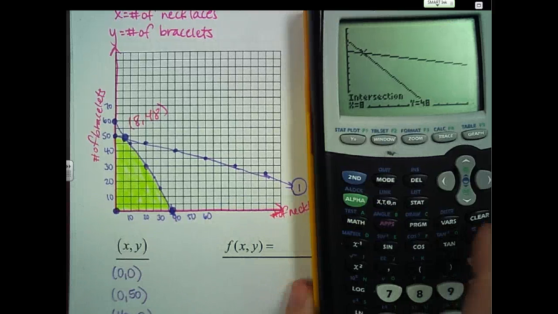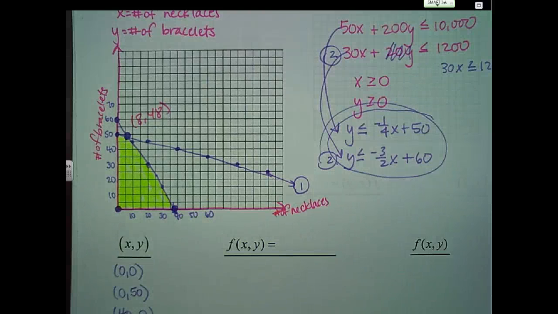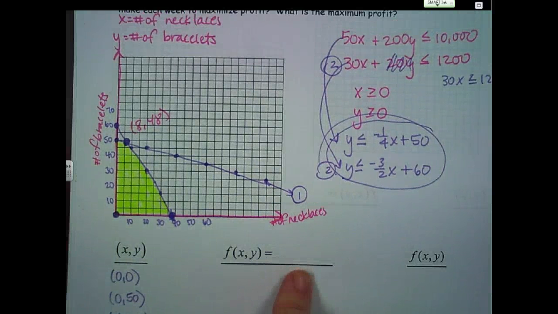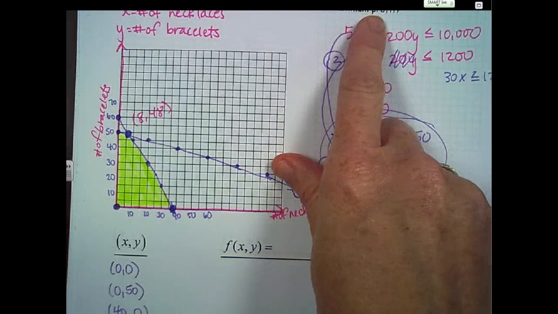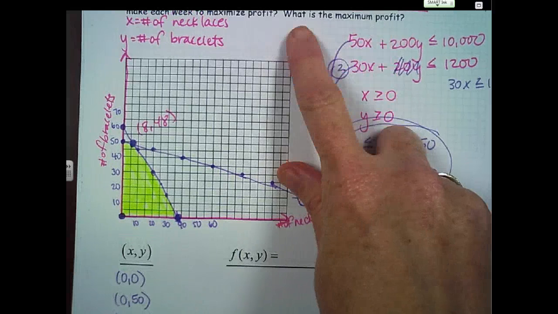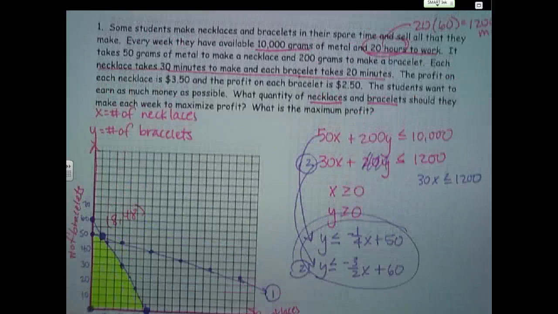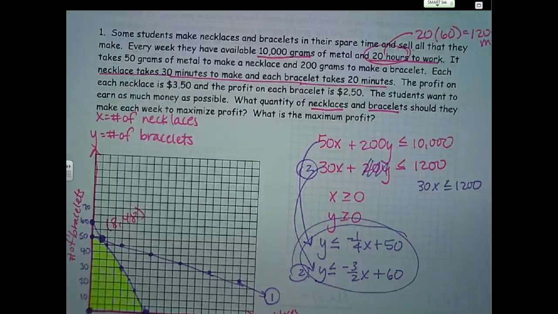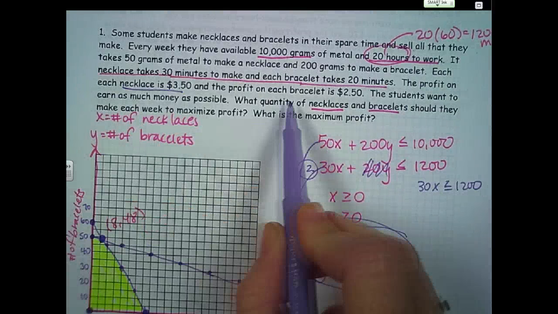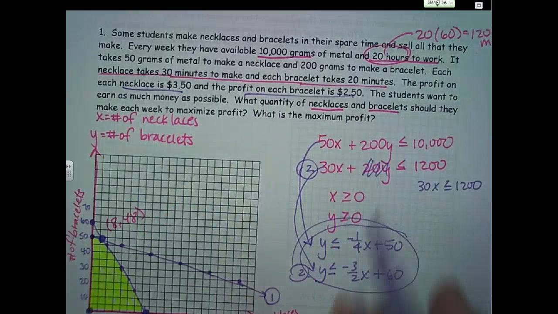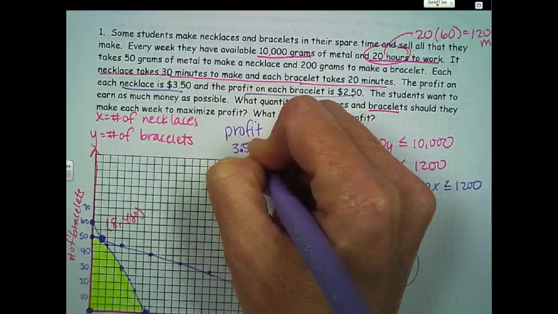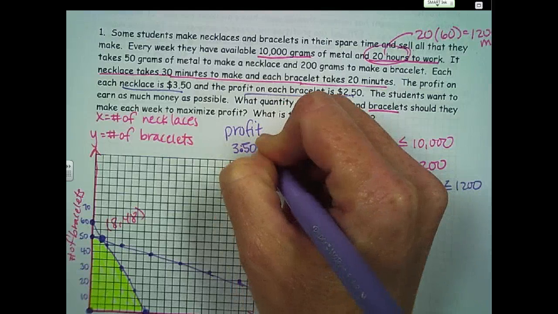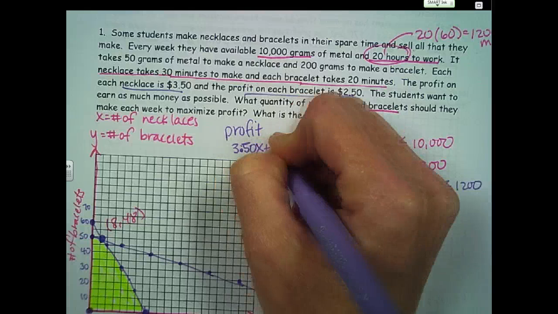Okay, we have not written one very important thing. The question asks about profit, doesn't it? Have we written anything about profit? No. The question says, what's the maximum profit? Did it give us any information about profit? Yes. Okay, they make $350 on a necklace and $250 on a bracelet. That's where this is. So your profit function is $350 for a necklace and $250 for a bracelet.